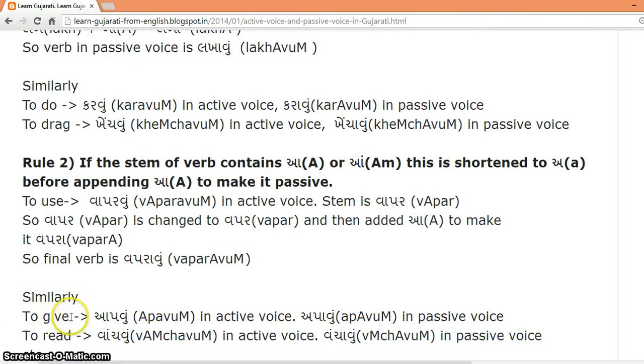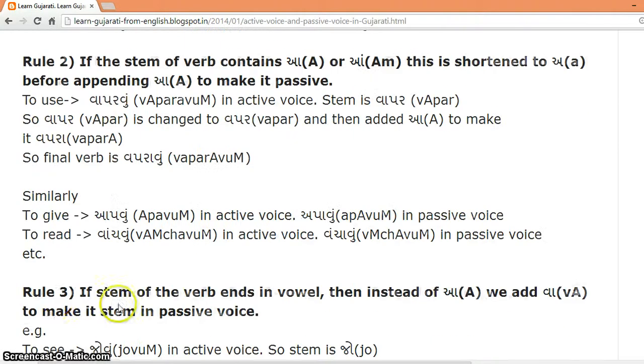Similarly, to give is apavu in active voice and apavu in passive voice. To read is vanchavu in active voice, vanchavu in passive voice.